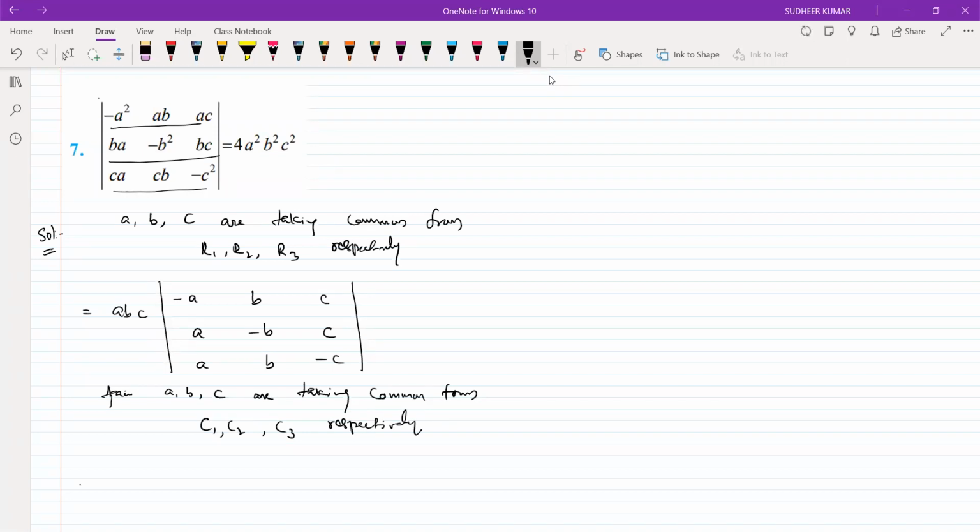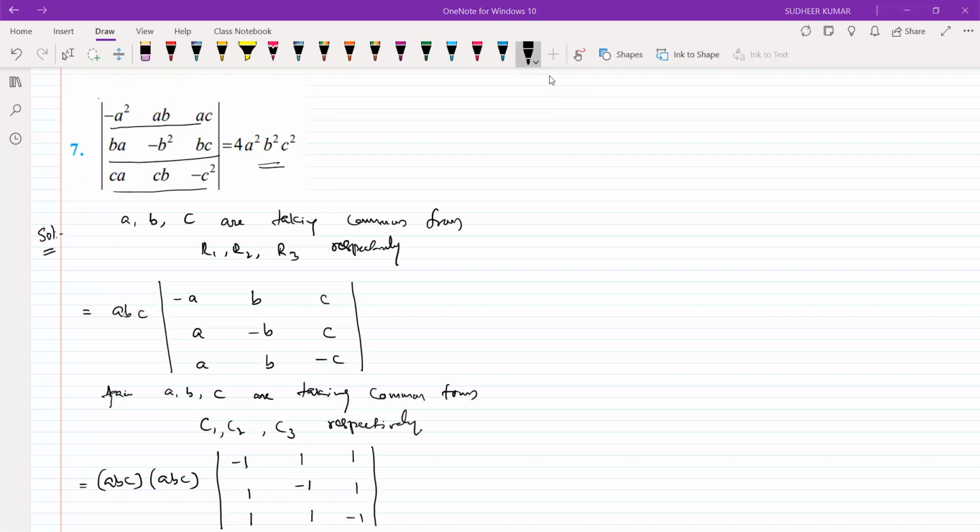So again we can write this: it is already there, abc. Again we are taking abc as common. See that the right side value we already got: a square, b square, c square. Then the remaining values are minus 1, 1, 1, 1, minus 1, 1, 1, 1, minus 1.